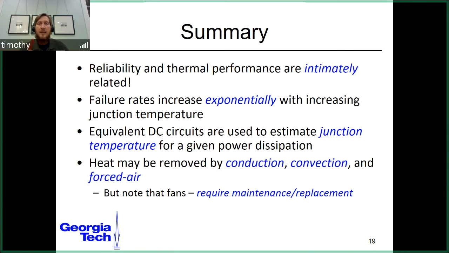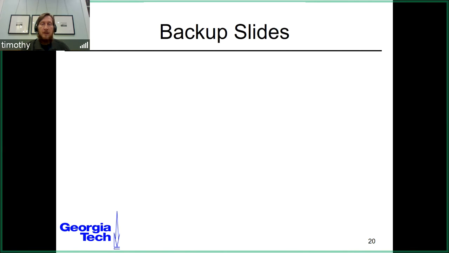Failure rates increase exponentially with increasing junction temperature, and equivalent DC circuits are used to estimate junction temperature at a given power distribution. Heat may be removed by conduction, convection, and forced air. These are actually relating back to the previous PowerPoint slide where we were talking about thermal. There are some backup slides at the end of this. I'm going to go through these really quick.